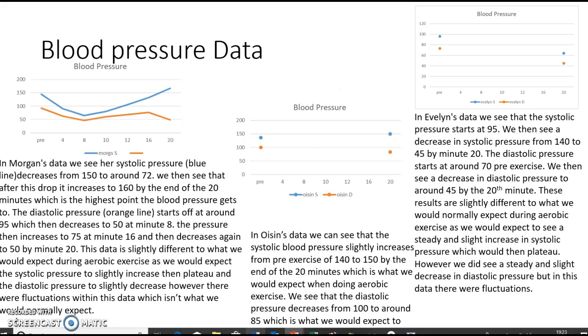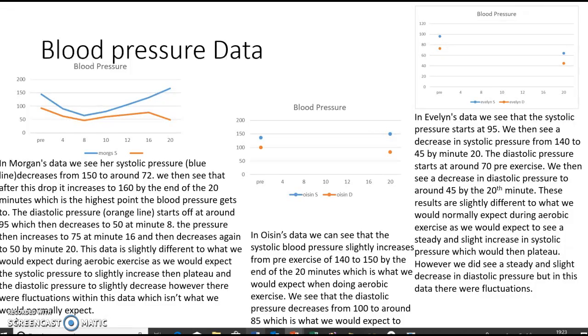For blood pressure data, we can see Morgan's systolic blood pressure decreases from 150 to around 72. We then see that after this drop, it increases to 160 by the end of the 20 minutes. And the diastolic pressure starts at around 95 and decreases to 50 at minute 8. Pressure then increases to 75 at minute 16 and then decreases to 50 by the end of the 20 minutes. This is slightly different to what we would expect during aerobic exercise, as we expect the systolic pressure to slightly increase and the diastolic pressure to slightly decrease.